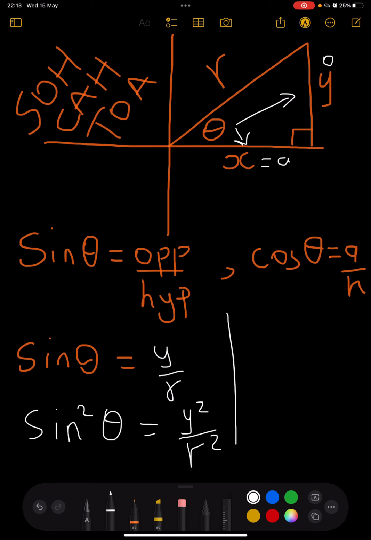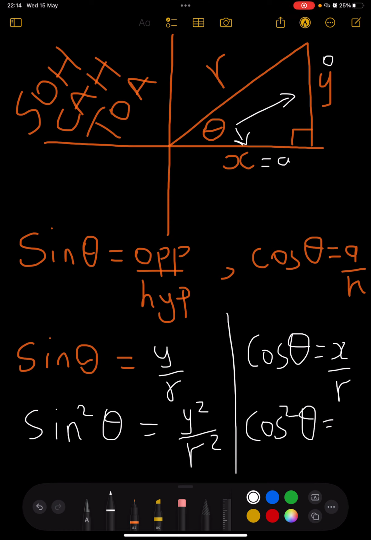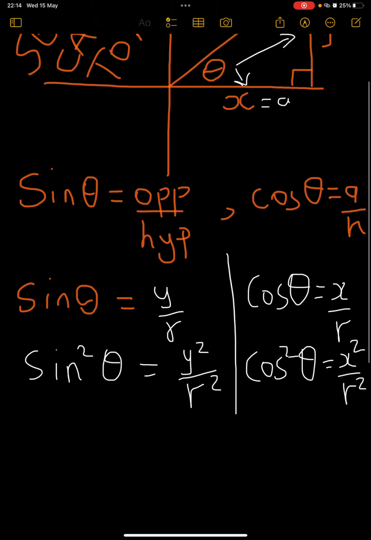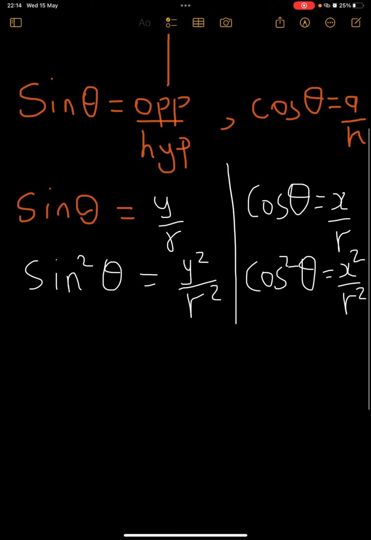All right. And then similarly, if I'm looking for cos theta, I can see that it's adjacent, which is my x, over the hypotenuse, which is r. And if I'm looking for cos squared theta, we're just going to square them. Because we're squaring the right hand side, we also need to square the left hand side. So there. Awesome. And then the first Pythagorean identity is sine squared theta plus cos squared theta equals 1. We are going to prove that now.